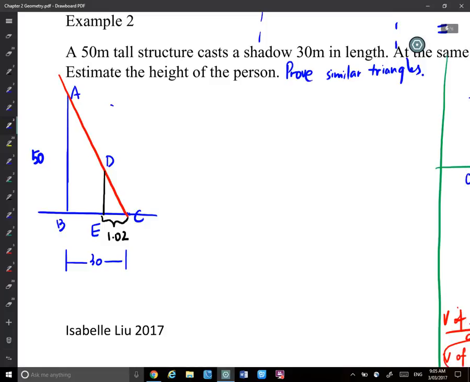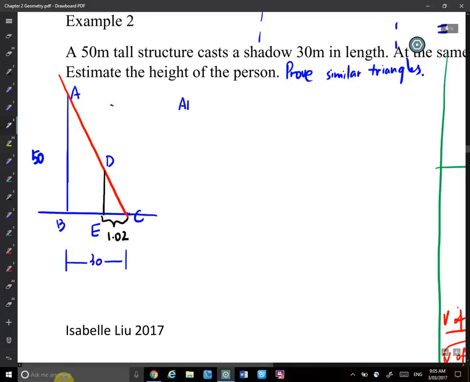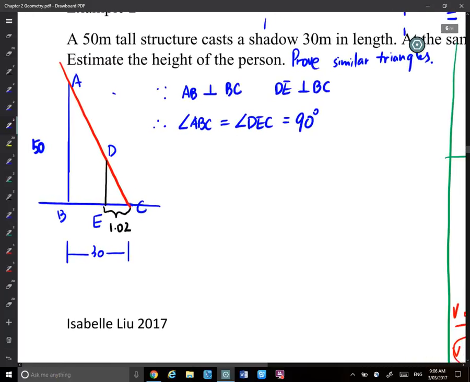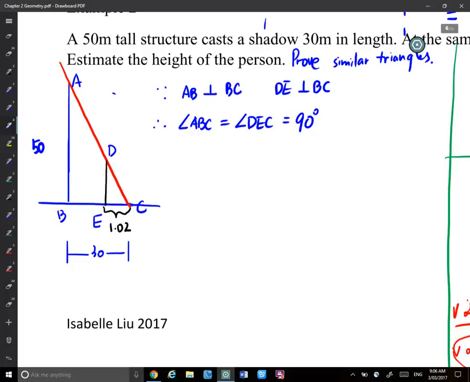So how can we prove those two are similar triangles? If we think about it, the building is standing straight and the person is standing straight, so they must make a right angle with the ground. So AB is perpendicular to BC and DE is perpendicular to EC. Because of that, the angle ABC must equal the angle DEC, equal to 90 degrees. Those two stand straight, so each makes a right angle with the ground. So we have two right-angled triangles.